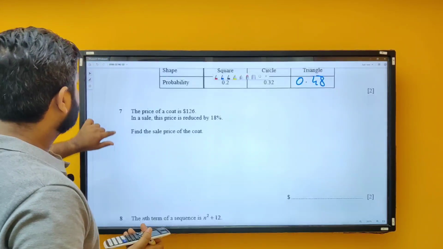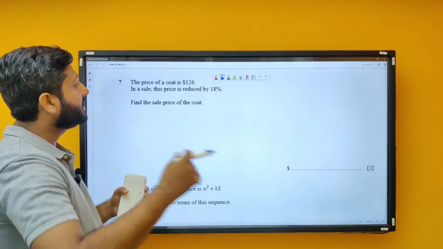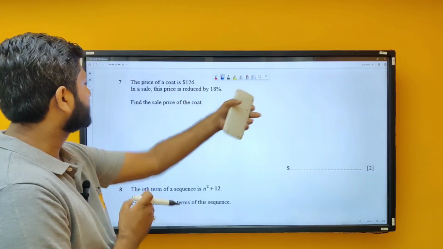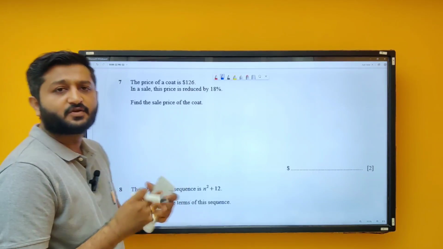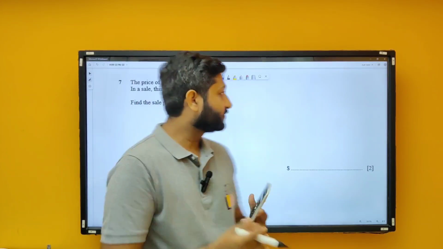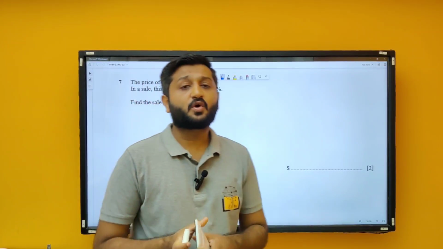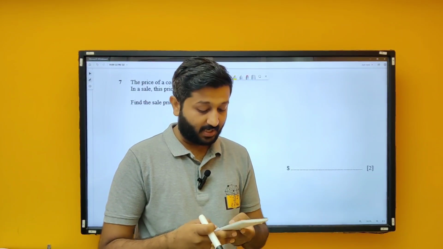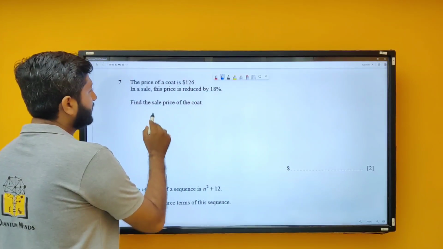Next, the price of a coat is $126. In the sale, the price is reduced by 18%. Find the sale price of the coat. So the price is reduced by 18%, which means I'm only supposed to pay 82% of the price. Why? Because the cost is reduced by 18%. So 100 minus 18 is 82%. So I'm supposed to pay only 82%.